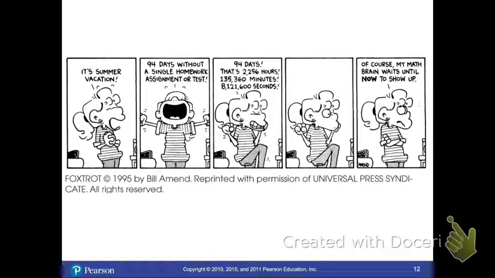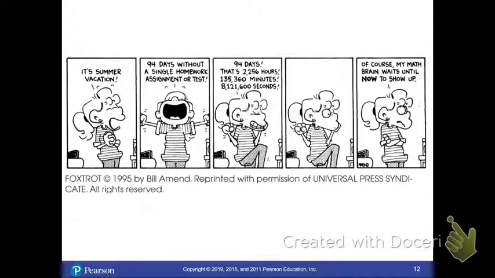So here's a cute little cartoon we'll go through. It's summer vacation, yay! 94 days without a single homework assignment or test. 94 days, that's 2,256 hours, or 135,360 minutes, or 8,121,600 seconds. And looks confused. Of course, my math brain waits until now to show up. So we're going to go through this and see, is she indeed correct?